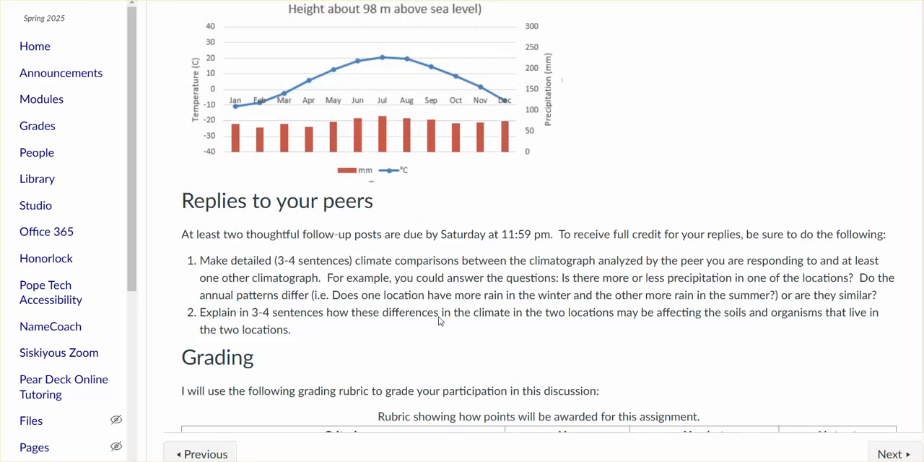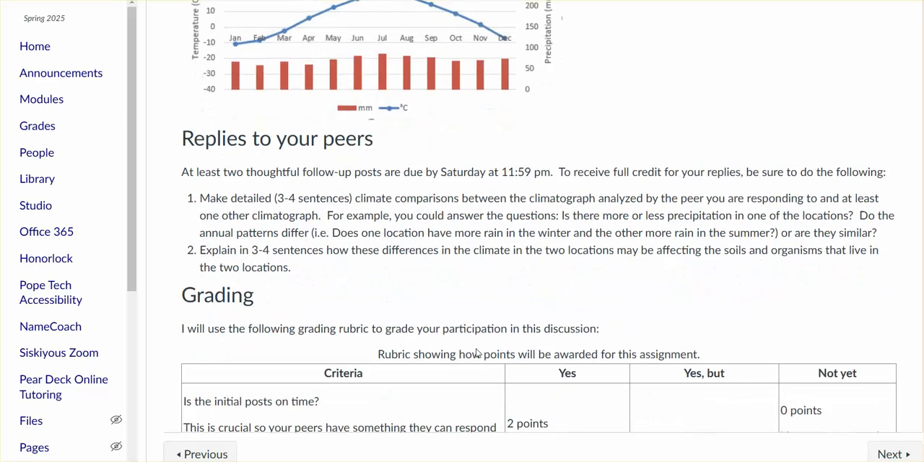In your replies to peers, try to make comparisons between the climate in 2 of these different locations, and explain how these differences in these two locations may be affecting the soils and organisms that live in those places.